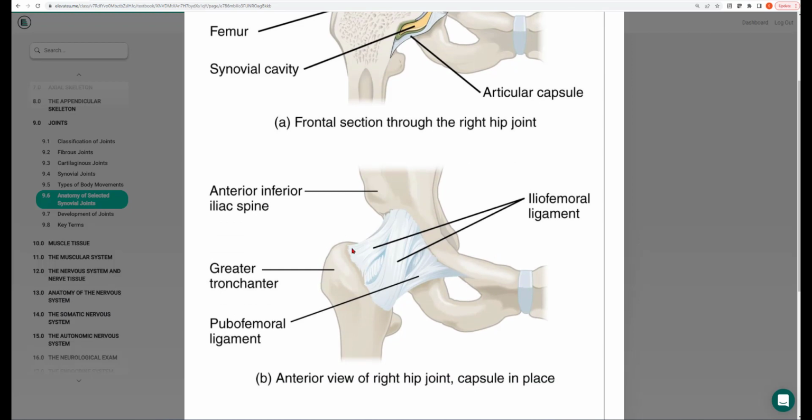Here we can see the greater trochanter, that is labeled. Here is the lesser trochanter, it is not labeled. Here is that obturator foramen once again. And here is the pubic symphysis, where the two pubis bones are coming together, connected by a chunk of cartilage. Here is the AIIS, the anterior inferior iliac spine.